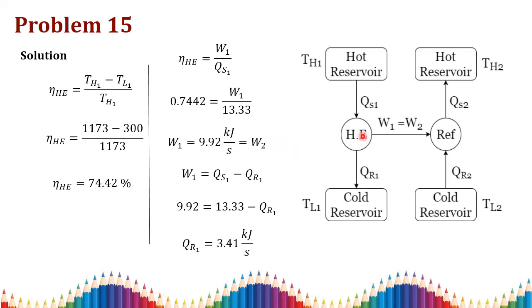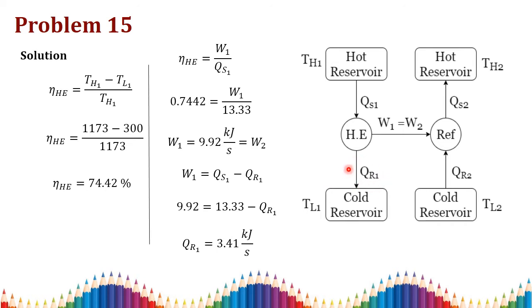In this case, whatever work done is taken out from the heat engine is equal to the work input of your refrigerator. So we can write work done 1 is equal to work done 2. And also we know work done is equal to heat supplied minus heat rejected. Here work done 1 is known and QS is also known. So as a result, we can find QR1 as 3.41 kilojoule per second.